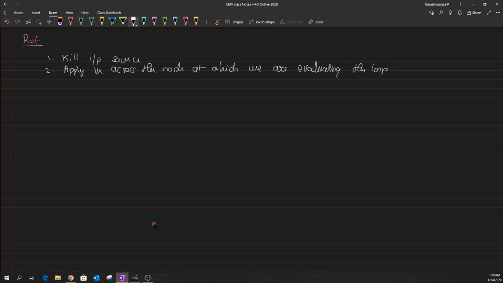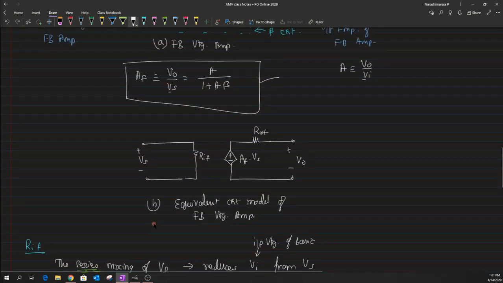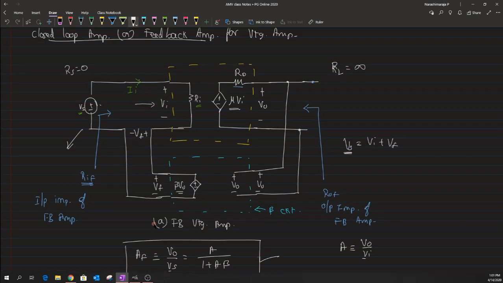So in order to do so, let me try to draw only the partial segment of this feedback network, or if possible, I will just try to copy this network. I don't need this.